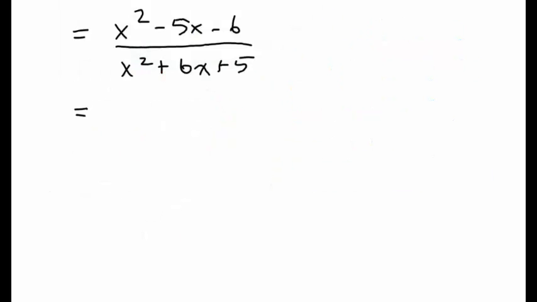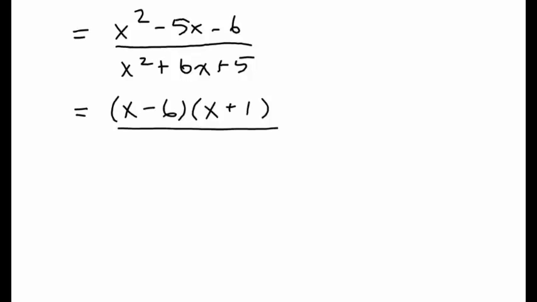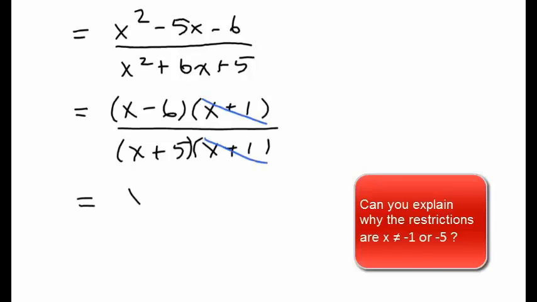So let's go ahead and factor our numerator. We need to find two values that multiply to -6 and add to -5. Well, those two values are 6 and 1. We need -6 and a +1. Next, we look for two values that multiply to +5 and add to +6. Those are going to be +5 and +1. From here, we see that we have a common factor that's going to cancel, so let's get rid of our x plus 1, and our final simplified form is going to be x minus 6 over x plus 5.